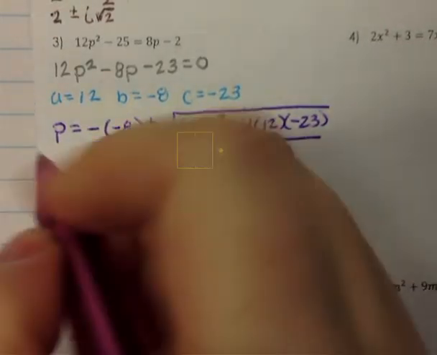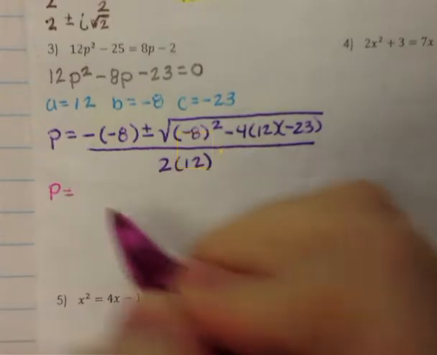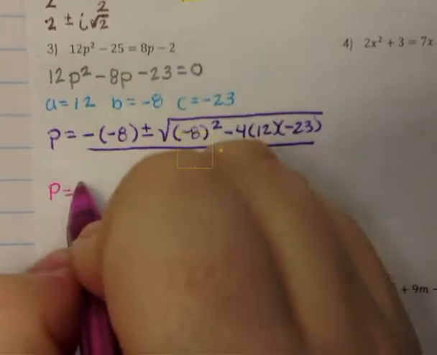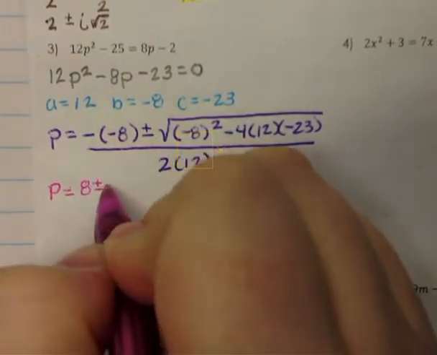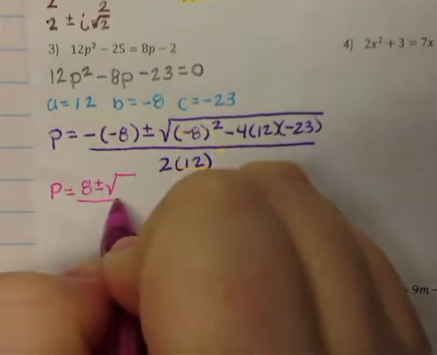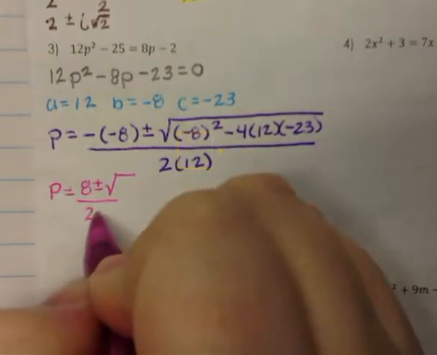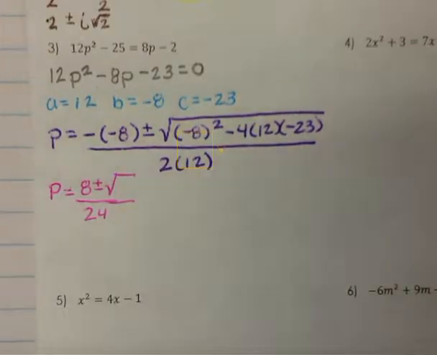Again, doing the same thing. We're going to have p equals, again, negative times negative 8 is a positive 8, plus or minus the square root of something, all over 2 times 12 is 24. We want to find our discriminant using our calculator.